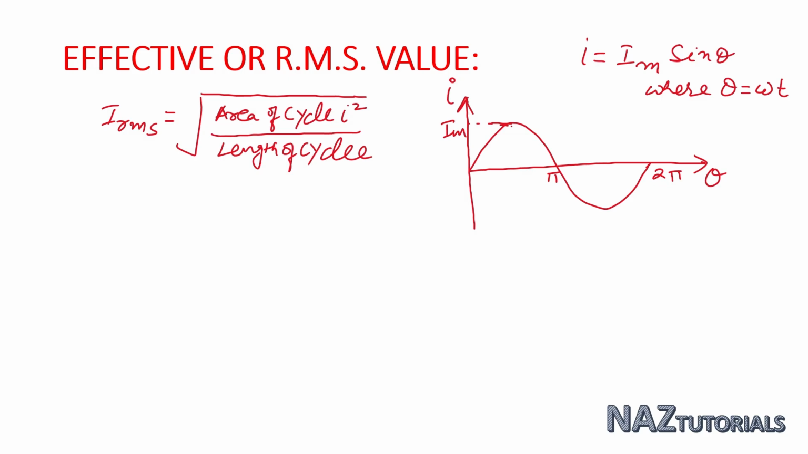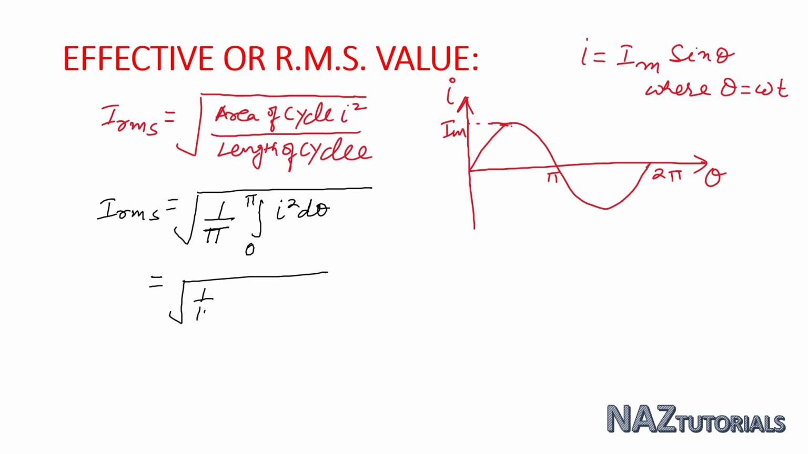For I square, this waveform is periodic by pi, so we will calculate it for the duration pi. So the RMS value I RMS is equal to the square root of, our length of cycle will be pi for the I square calculation, and the area of the cycle for the duration pi is I square d theta. So you can say it is 1 upon pi, 0 to pi, Im square sine square theta d theta.